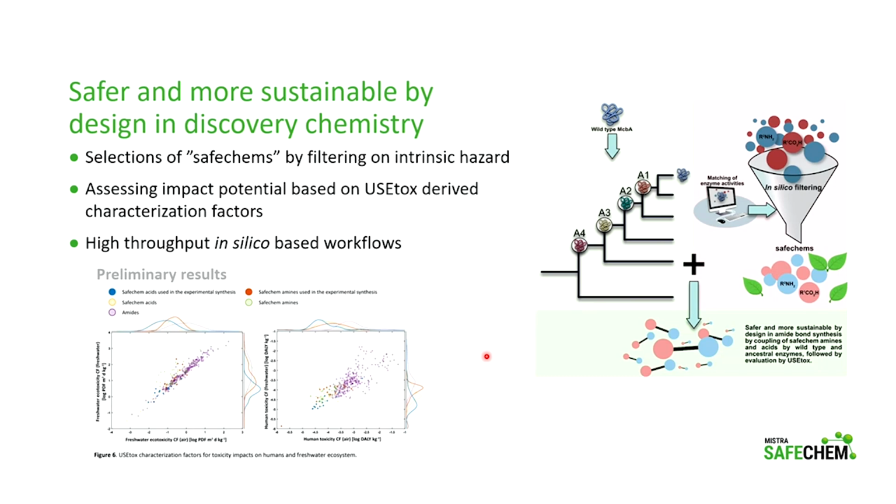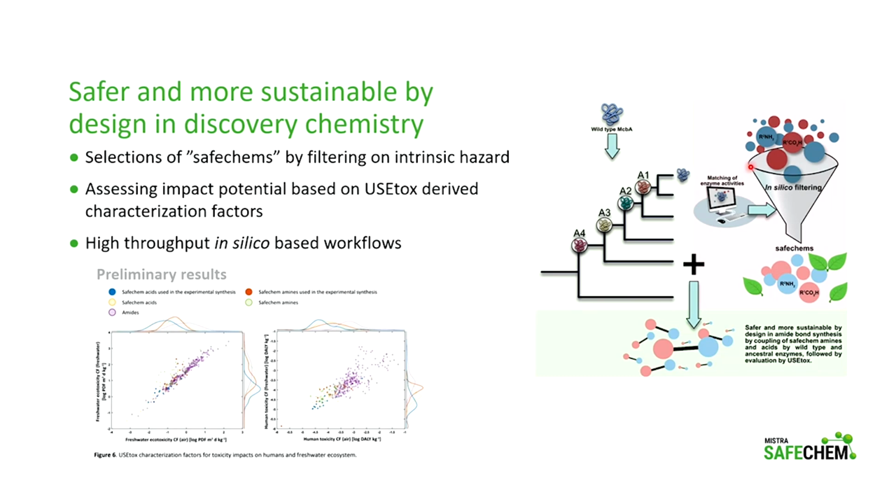Both of these workflows have been high throughput and based on in silico approaches. So we've been able to cover many chemicals, as Anna-Karin just mentioned. To the right, you see an illustration of the workflow, coming from the selection of the enzyme through filtering substrates and products and then arriving at this list of so-called SafeChems. In this graph at the bottom, you see the characterization factors as a result.